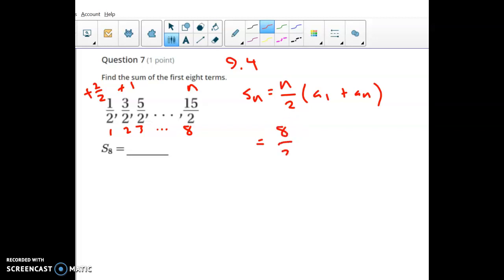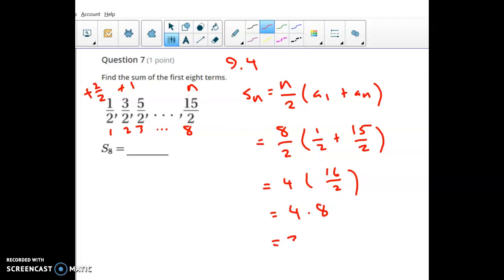We have 8 terms. So 8 over 2, the first term is the 1/2. The last term is the 15 over 2. And then we just got to clean this up. So 8 divided by 2 is 4. 1/2 plus 15 halves would be 16 halves. And then this comes out nice and neat because 16 halves is 8. And so you multiply 4 times 8. So our sum here is 32 if we added these 8 terms together.